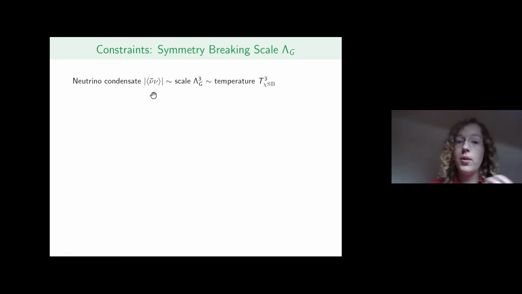In principle, all these three different scales are different, but for simplicity, we can assume them to be equal to see what different constraints we have on those, but keep in mind that parametrically they're different, so these constraints will be slightly modified.